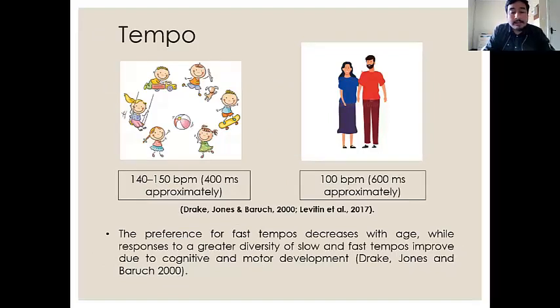Other studies indicated that slower tempi are more difficult for younger students. This is consistent with some results showing that young children have a preferred tempo between 140 to 150 beats per minute, which is faster than that of adults. The preference for fast tempos decreases with age, while responses to a greater diversity of slow and fast tempos improve due to cognitive and motor development.